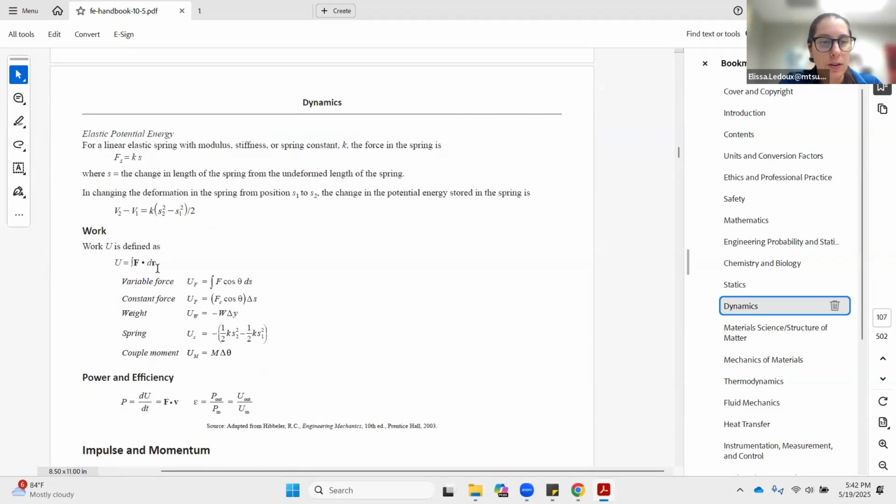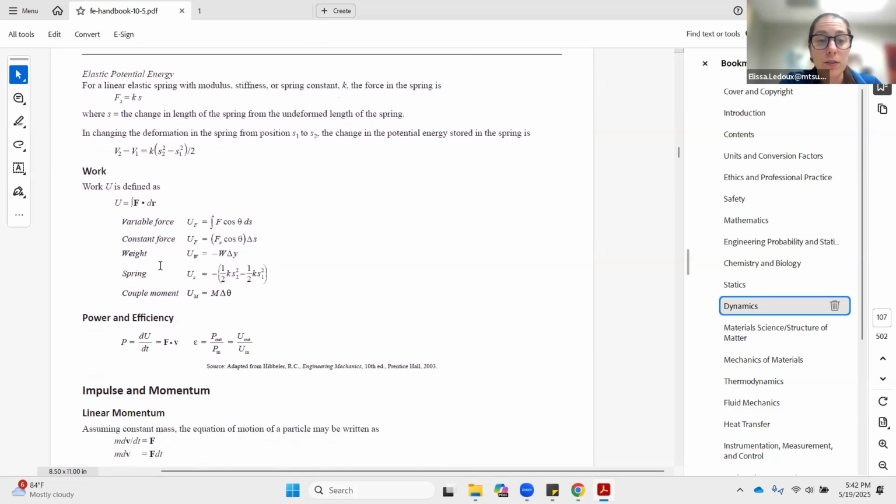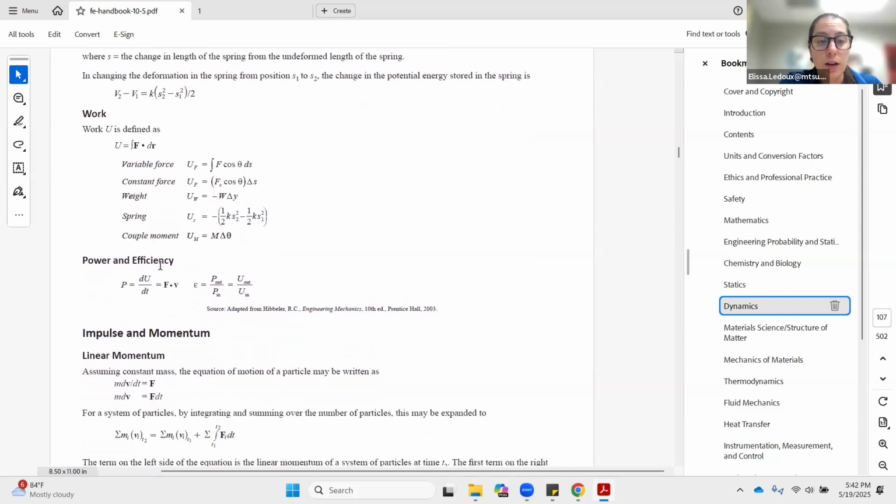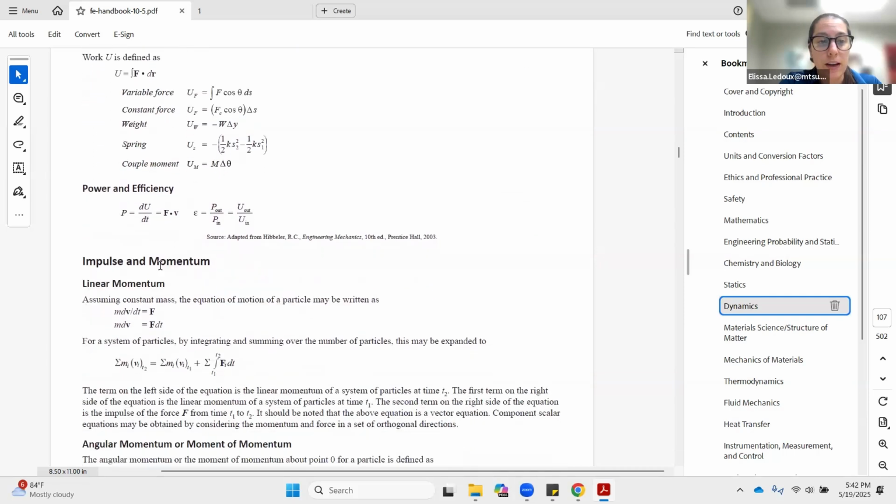And here it's got that formula for us. Work equals integral of force dotted with distance vector. Now, the nice thing about work and energy is that those are all scalars. So if you have a force, you just do the dot product with the distance, you come out with a scalar value.